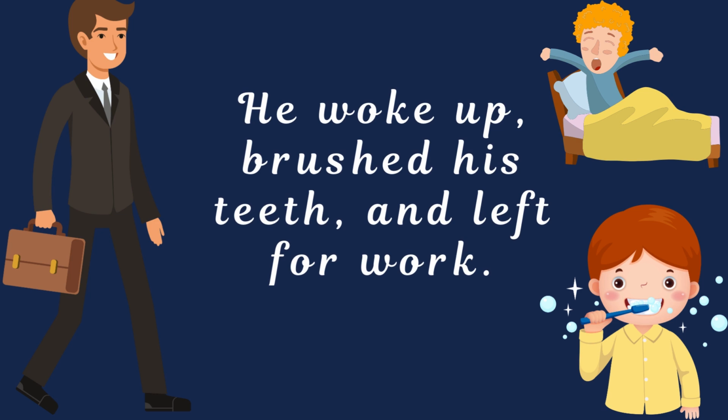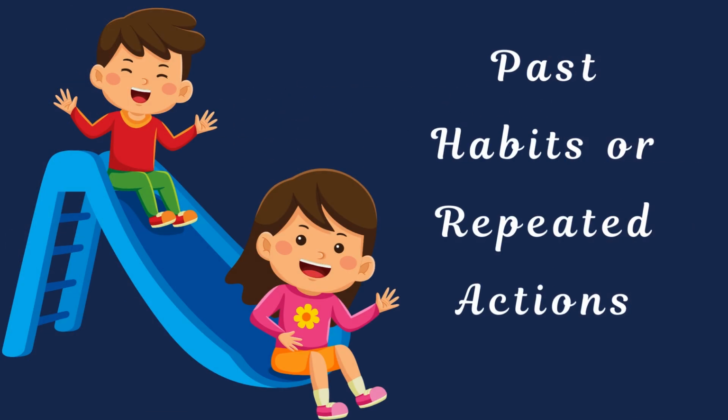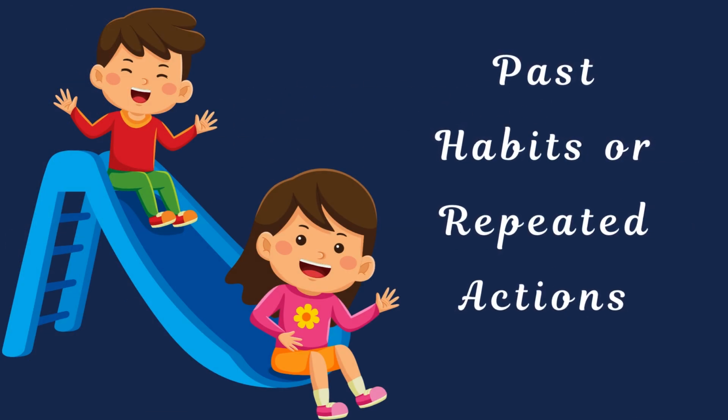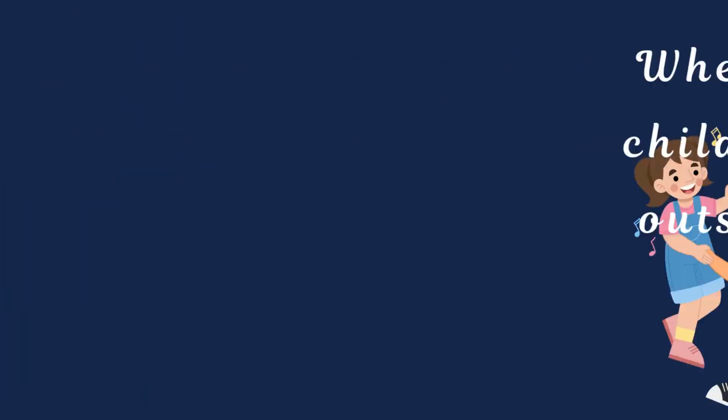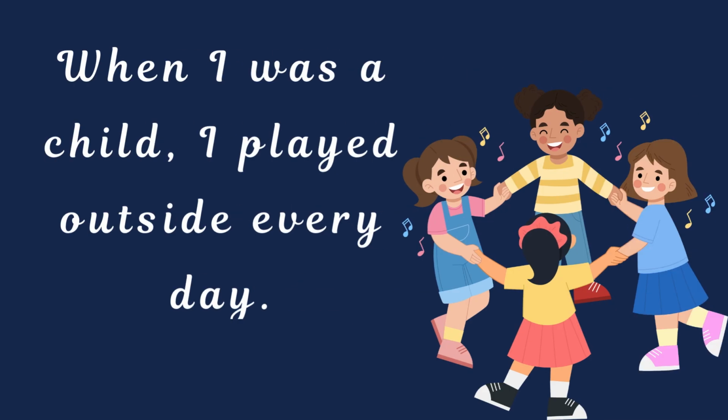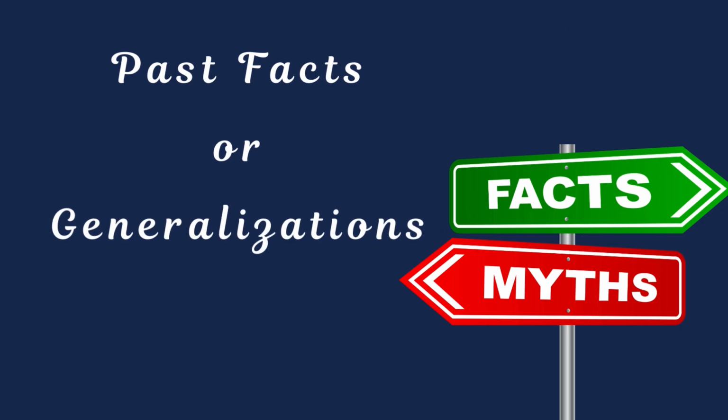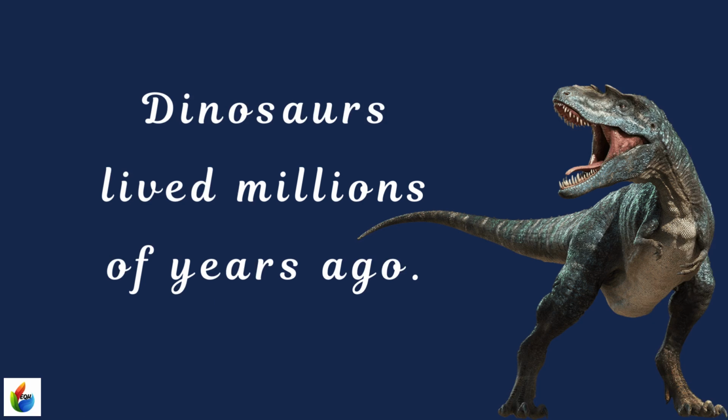We also use the simple past tense to talk about past habits or actions that were repeated regularly. For example, when I was a child, I played outside every day. This describes something that used to happen frequently. The simple past tense is perfect for stating past facts or generalizations. For instance, dinosaurs lived millions of years ago. This tells us about a fact that was true in the past.